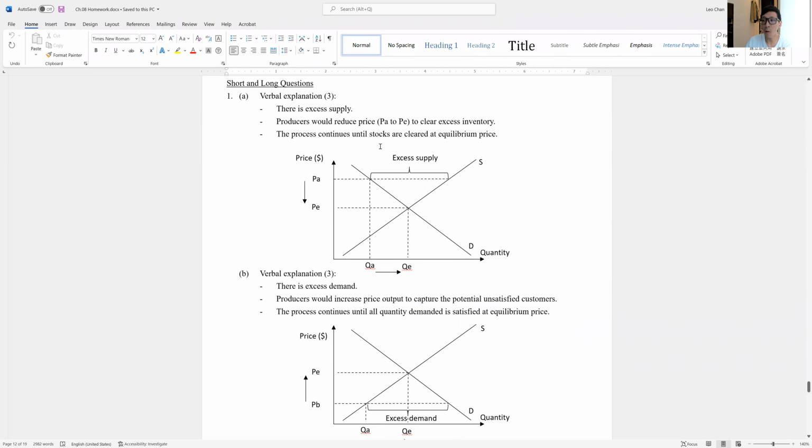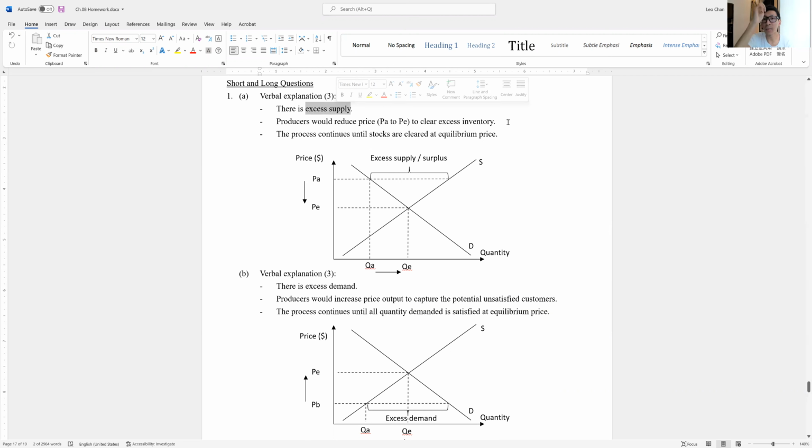Now, first one, the diagram will show excess supply, or some of you would prefer to call it surplus. Both are okay. 你可以叫 excess supply 又得,叫做 surplus 又得,两个都可以. You need to tell me when price is above equilibrium, there will be excess supply.